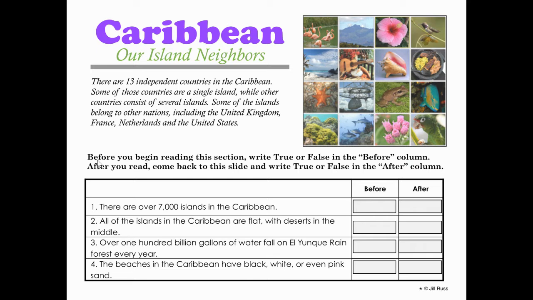All right, so first of all, the Caribbean islands. There are 13 independent countries in the Caribbean. Some of those countries are a single island, while other countries consist of several islands. Some of the islands belong to other nations, including the United Kingdom, France, Netherlands, and the United States. So the Caribbean islands are all independent countries. They're not all one country, like we are as the United States.